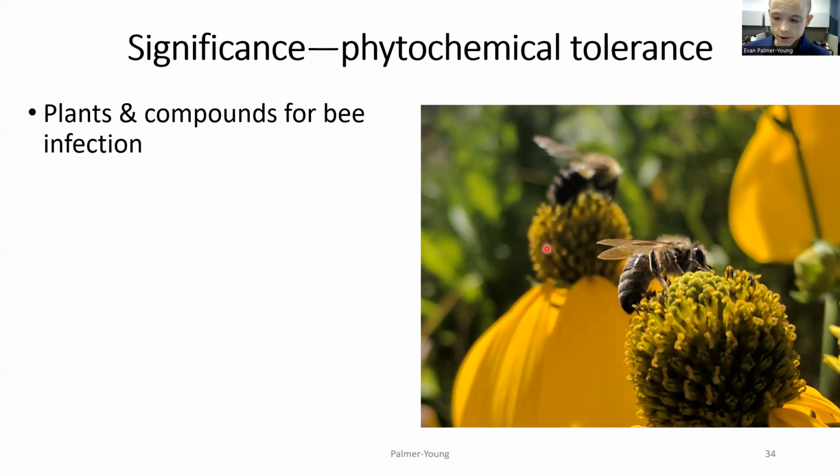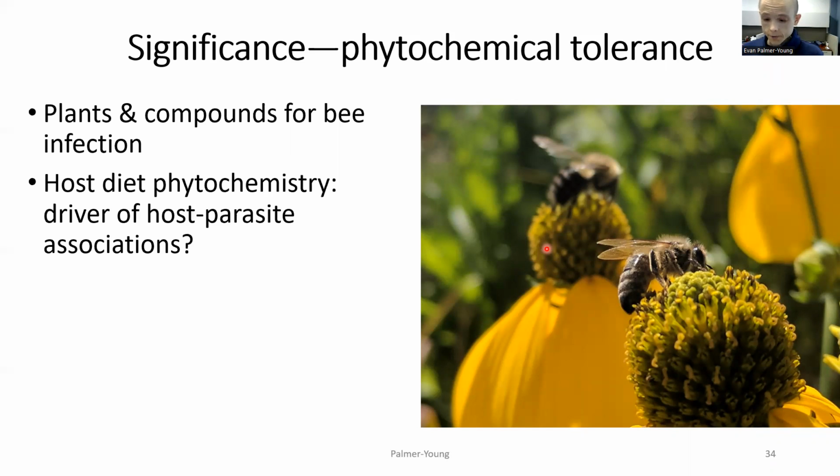suggesting floral resources and therapeutic treatments that could be used to manage infection in bees. In terms of parasite ecology, they provide suggestive evidence for the role of plant compounds in host diets as a driver of host-parasite specificity, which could contribute to the patterns of trypanosomatid infection found in insect communities.